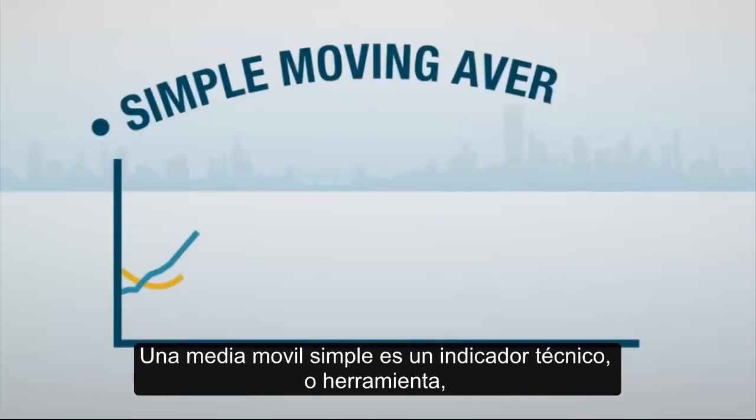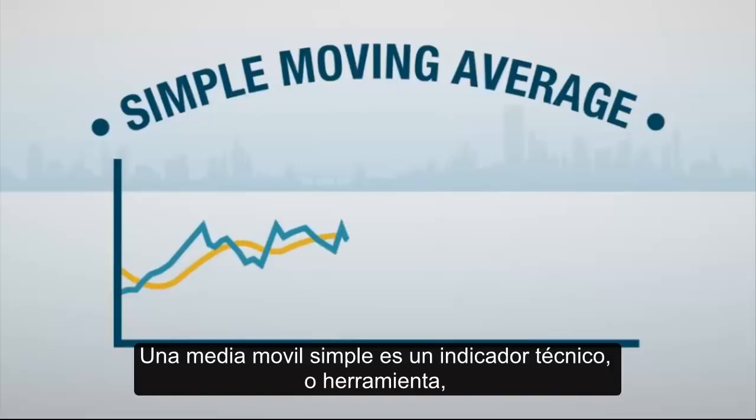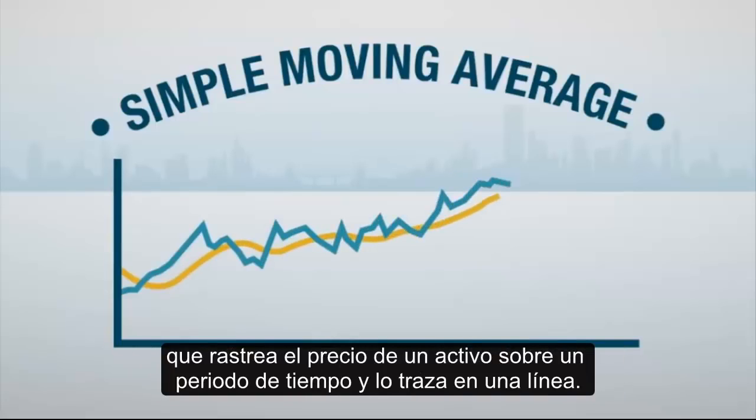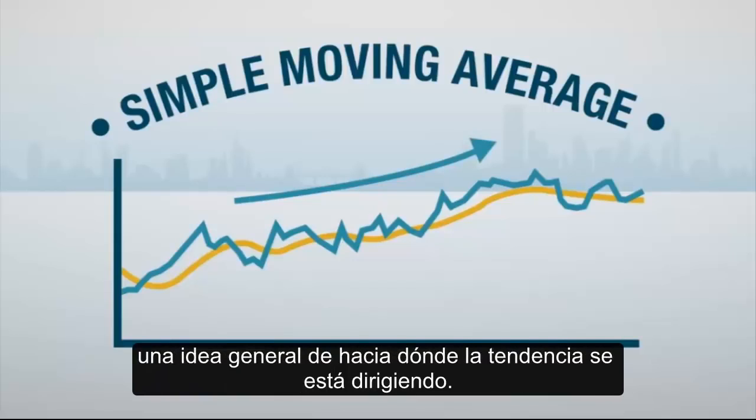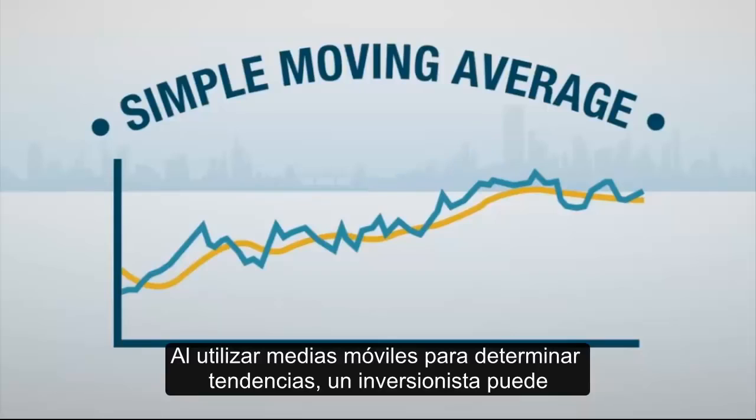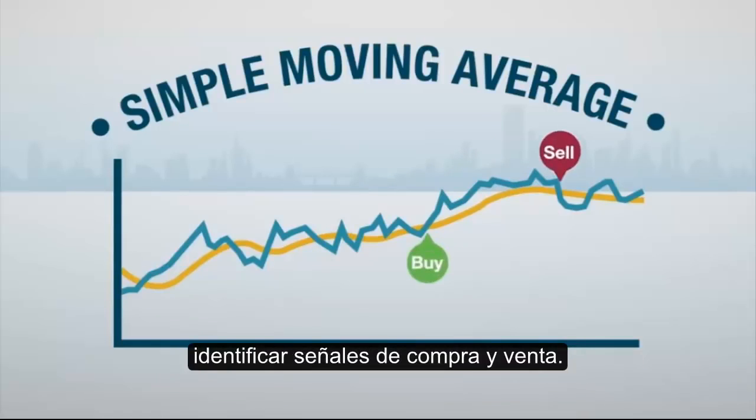A simple moving average is a technical indicator or tool that tracks a security's price over a time period and plots it on a line. This essentially smooths out price fluctuations to give an investor a general idea where the trend is heading. Using simple moving averages to determine trends, an investor can better identify buy and sell signals.